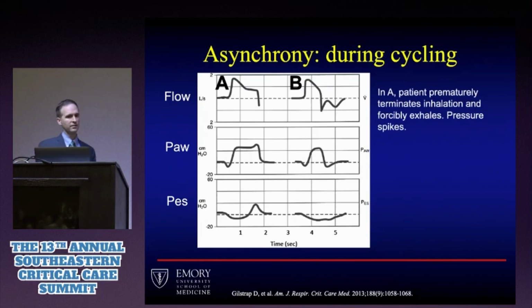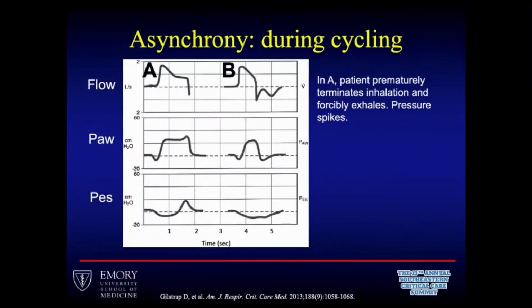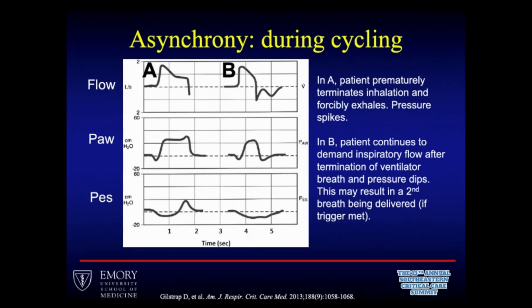Patient A is resisting the end of inspiration before the cycling time, and his airway pressure spikes in the second curve down, whereas patient B is pulling at the end of expiration for an ongoing duration of breath, and they have a lower airway pressure.